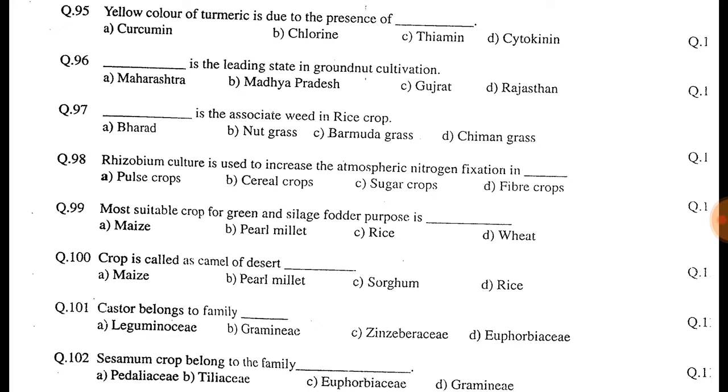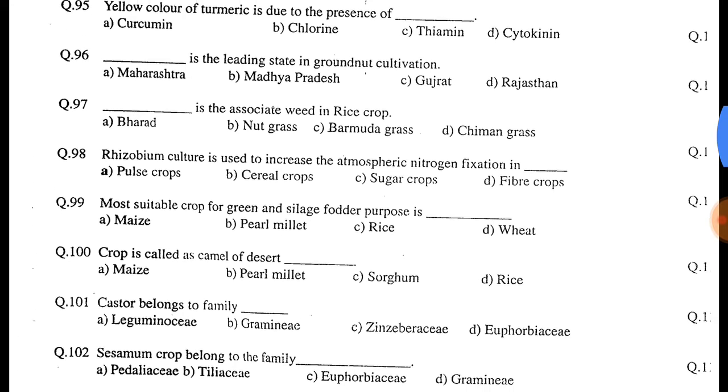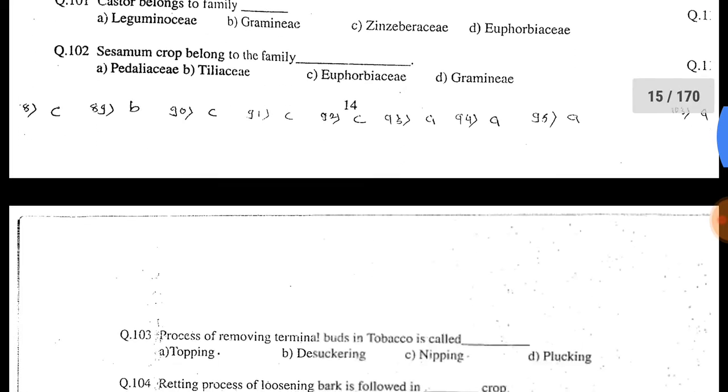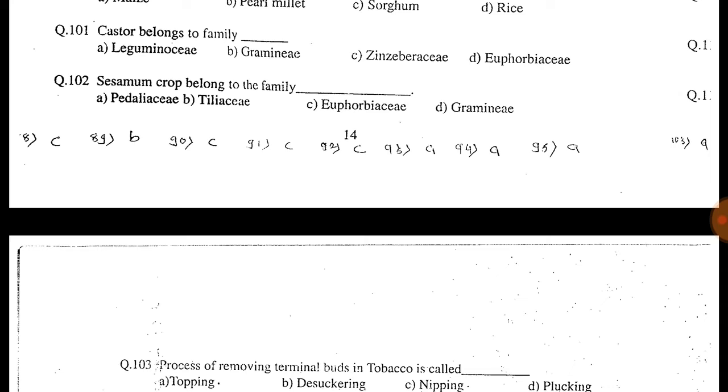Bharad is the associated weed in rice. Next, 98. Rhizobium culture is used to increase atmospheric nitrogen in pulse crop. 99. Most suitable crop for green and silage fodder purposes: maize. Sorghum is called camel of desert. Castor belongs to family Euphorbiaceae. Sesame crop belongs to the family Pedaliaceae.